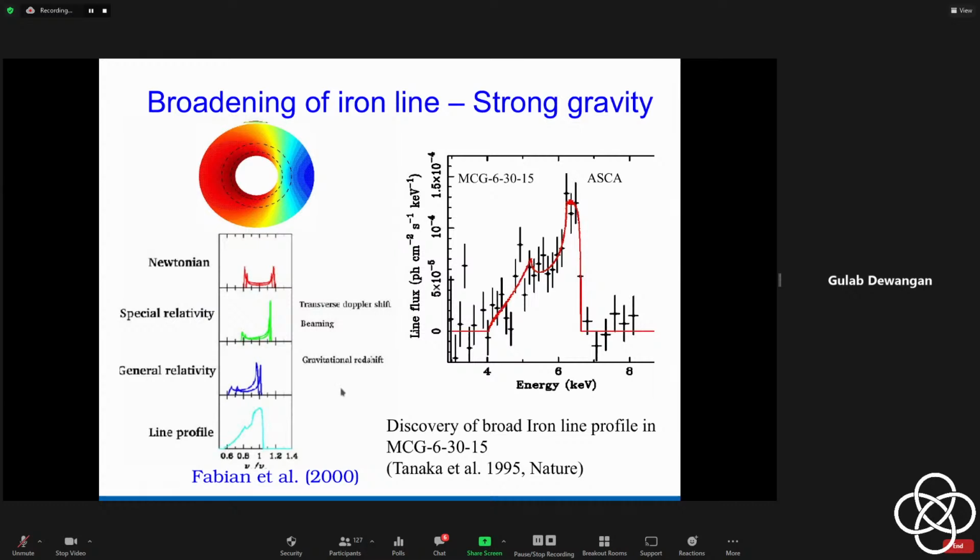And such a model actually describes the data very well. This is the X-ray spectrum, the iron K alpha line profile, observed for the first time with the Japanese mission Advanced Satellite for Cosmology and Astrophysics. And this is the model fitted in red to this data, and you clearly see that a relativistic accretion disk fits the line profile very well. That's why we think that with this iron K alpha line, one can probe the innermost accretion disk in active galactic nuclei.